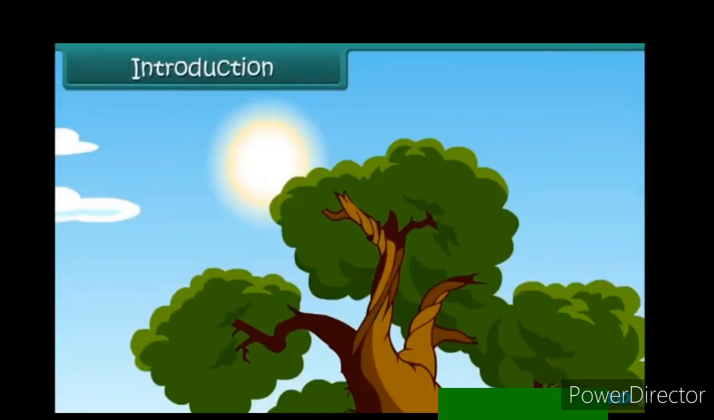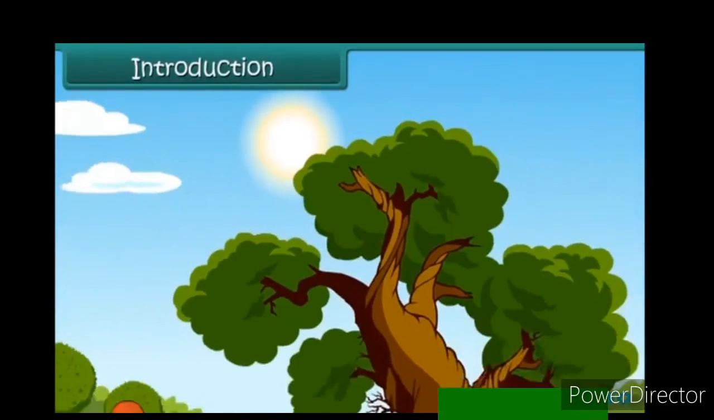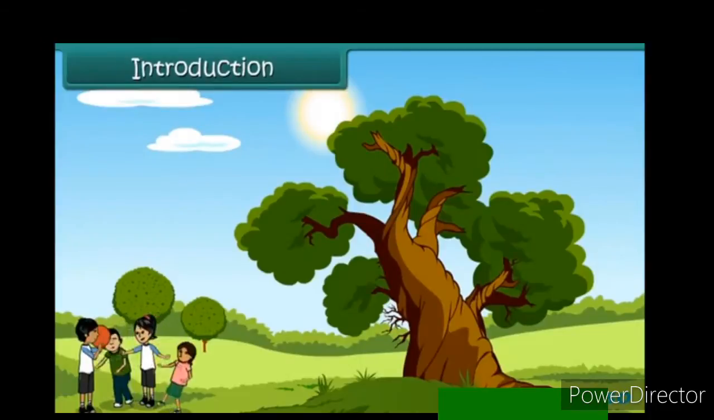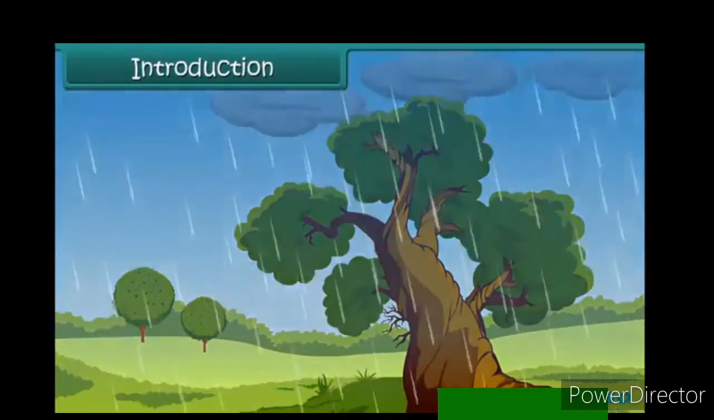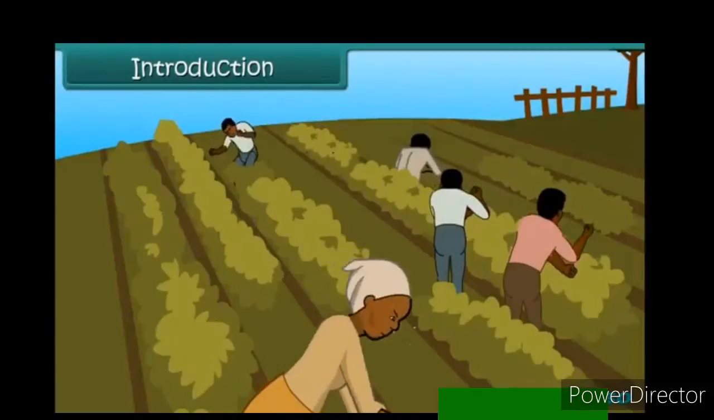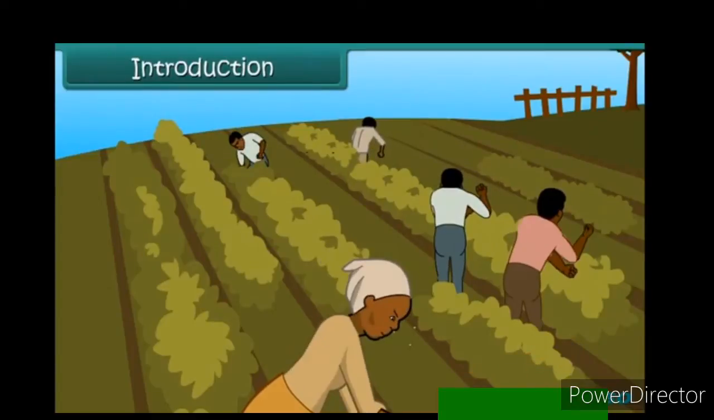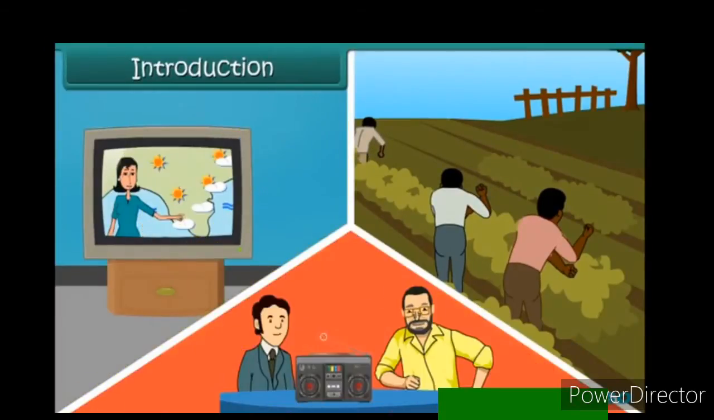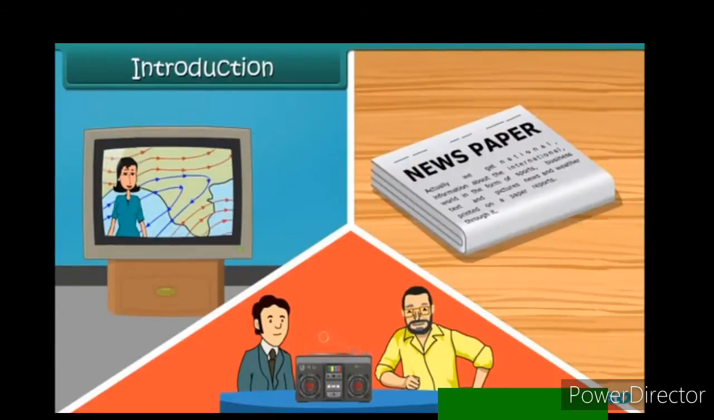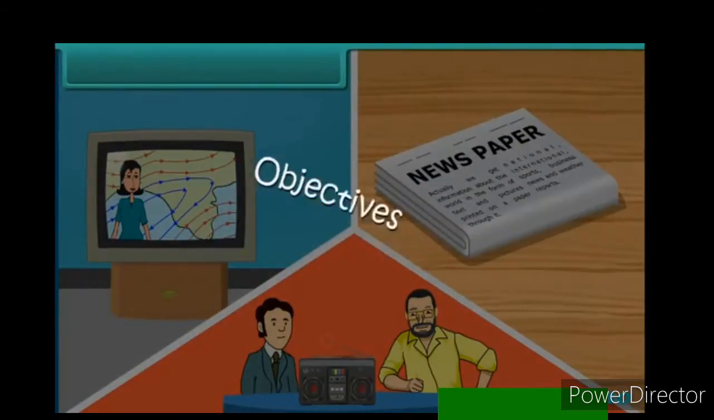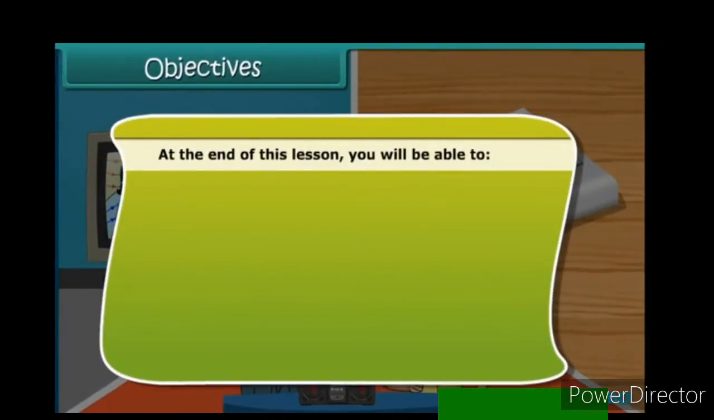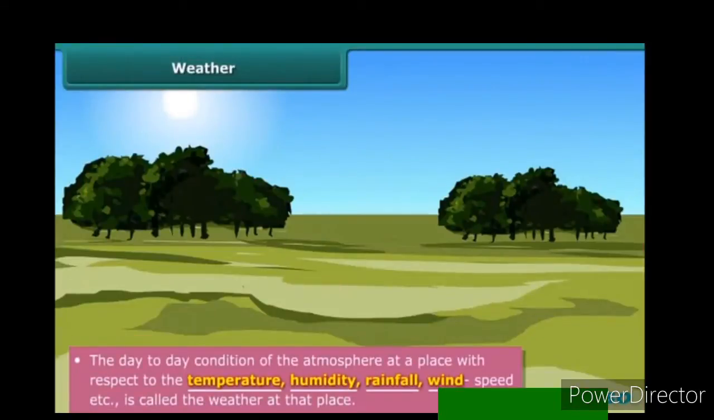See the introduction first. Some days are sunny, some days are cloudy, some days are rainy. In rainy days we used to do cultivation, in sunny days we used to play. So all days differ. We see different weather reports in newspapers, radios, television every day. Objectives of these are, at the end of this topic, you will be able to define weather and climate, understand a weather report.